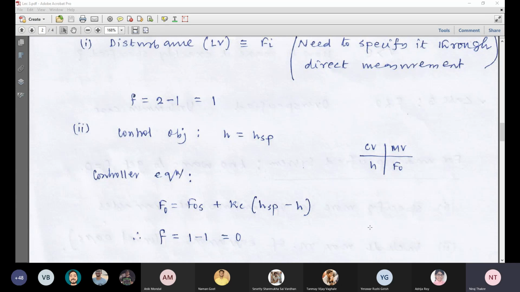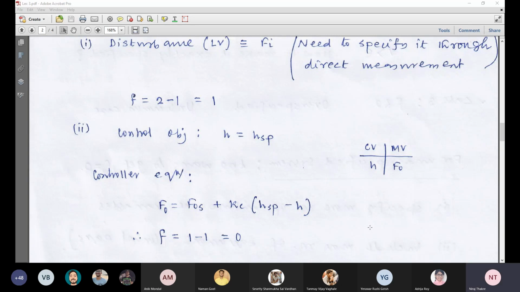I repeat, you first need to develop the model for a process. Then you find the error, that is, HSP minus H. You keep the error on the left hand side and all the rest of the terms on the right hand side. Then you differentiate that error with respect to Kc. That means de by dKc you consider as 0. Then you find the Kc.